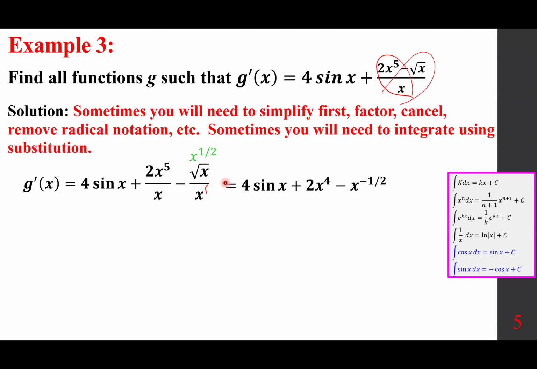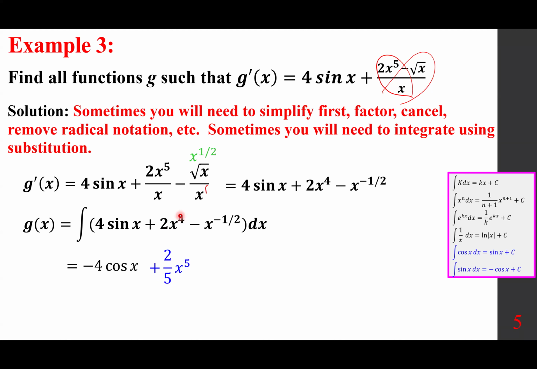So what is g of x? It is the integral of the right side times dx. Don't forget the dx. The derivative of sine is cosine. The integral is negative, so minus 4 cosine x. This one uses the power rule, 1 over n plus 1 x to the power of n plus 1. So 2 over 5, because the exponent is 4. 2 over 5 x to the power of 5.